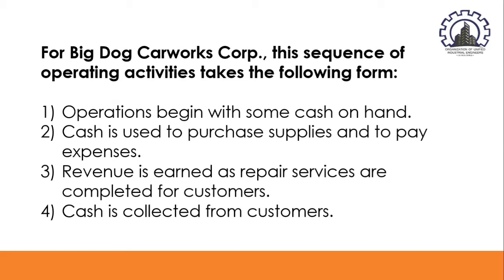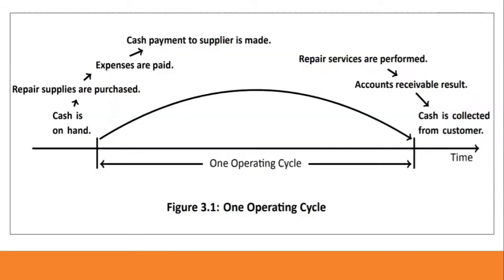Now, this cash to cash sequence of transactions is commonly referred to as an operating cycle, as you can see in figure 3.1. As you can notice, this presents one operating cycle, okay? And for this particular example, the operating cycle starts from cash on hand. Then, this cash was used by the company to purchase repair supplies.